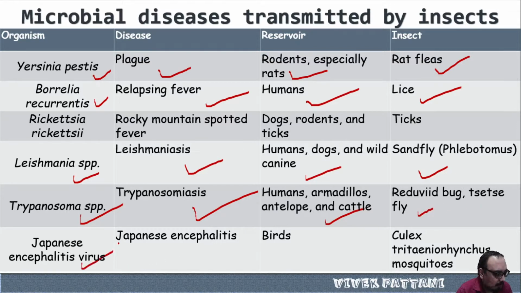Next one is Japanese encephalitis. Reservoirs are the birds and the insects are Culex tritaeniorhynchus mosquitoes.